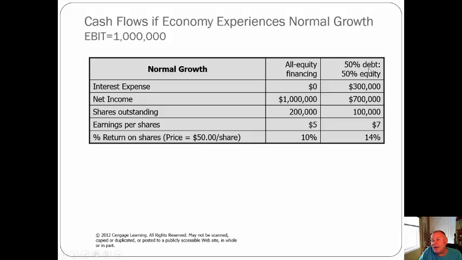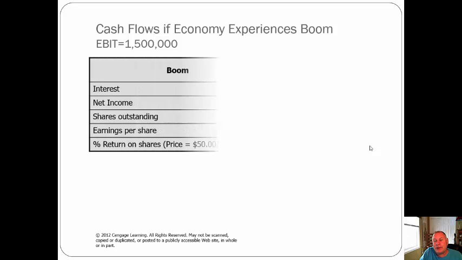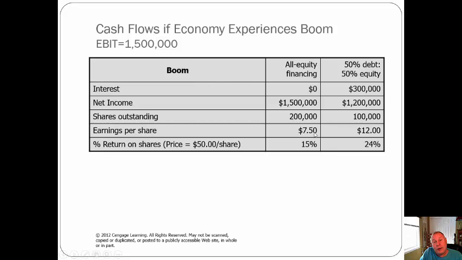Now, if you go to 50% debt, 50% equity, then what we're going to be looking at is 700,000 in net income excluding tax effects, 100,000 shares, or earnings per share of 7 and a return on equity of 14%. Price is still 50. Now let's take a look at this: if the economy experiences a boom and they make $1.5 million, the earnings per share would have been $7.50 with all equity. In this case, we still have the 300,000 of interest. If we start with $1.5 million, we subtract the 300,000, we get $1.2 million. Shares outstanding of 100,000, $12 earnings per share, and 24%. So you can see that we're magnifying the leverage just like we did with Geneseo Coffee Company.